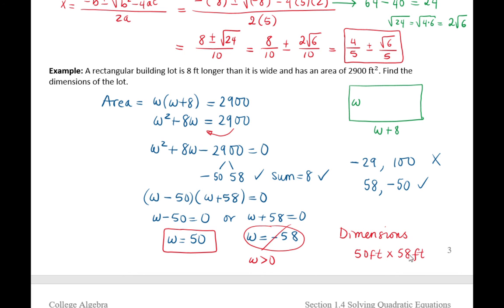That should work. That's the longer side and that's the shorter side. So I hope this problem is clear. And yeah, that was one application problem. I have one more for you to try.